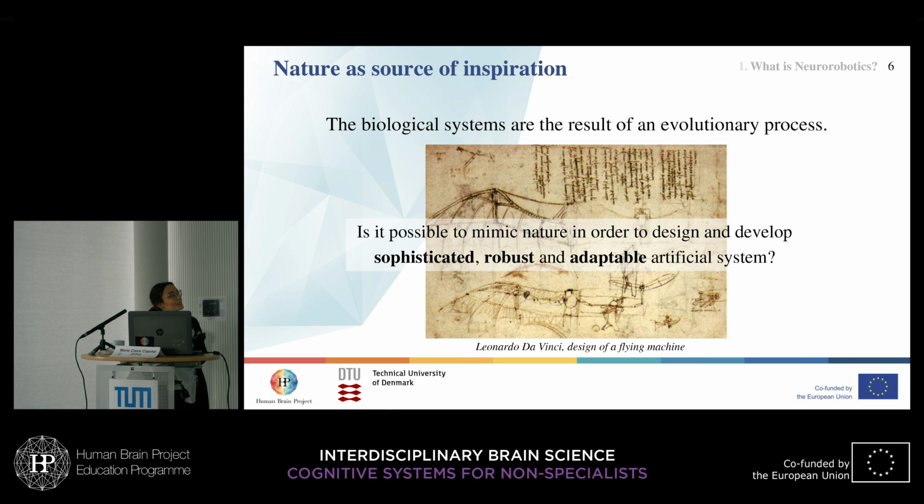So humans always try to get inspiration from nature. That's why I decided to put the picture of one of the main actors in this, which is Leonardo da Vinci. He always tried to take inspiration from nature, from birds. He wanted to design and develop his own mechanisms to improve what society had, taking inspiration from nature. So we wonder, is it actually possible to mimic nature in order to design and develop such sophisticated, robust, and adaptable artificial systems?